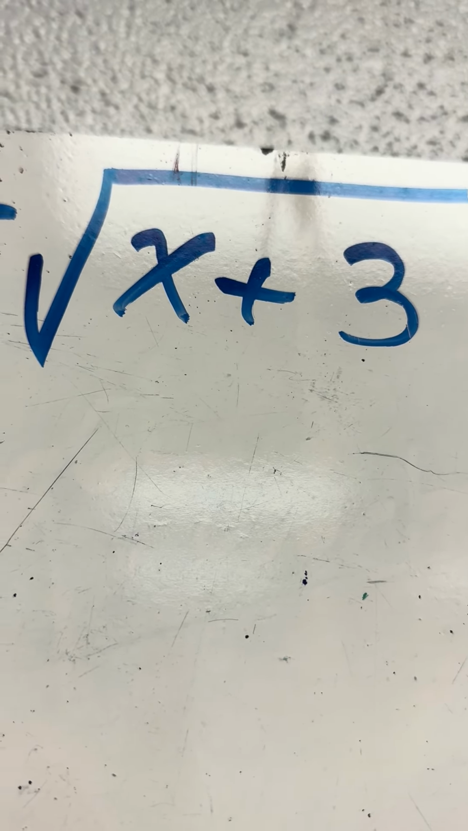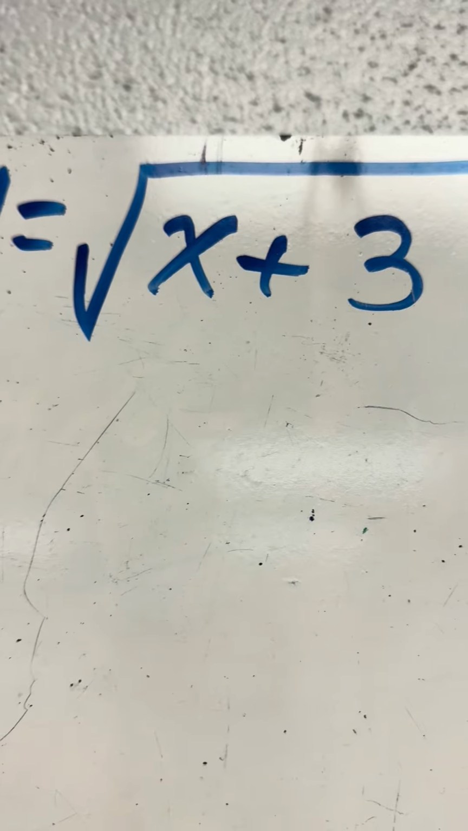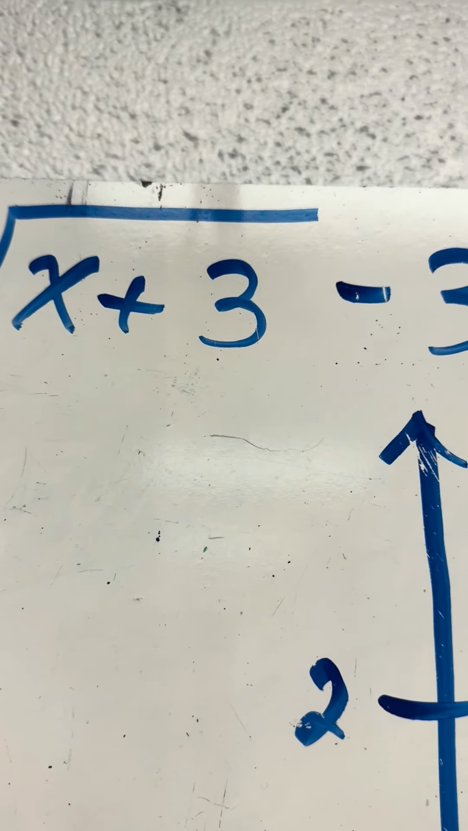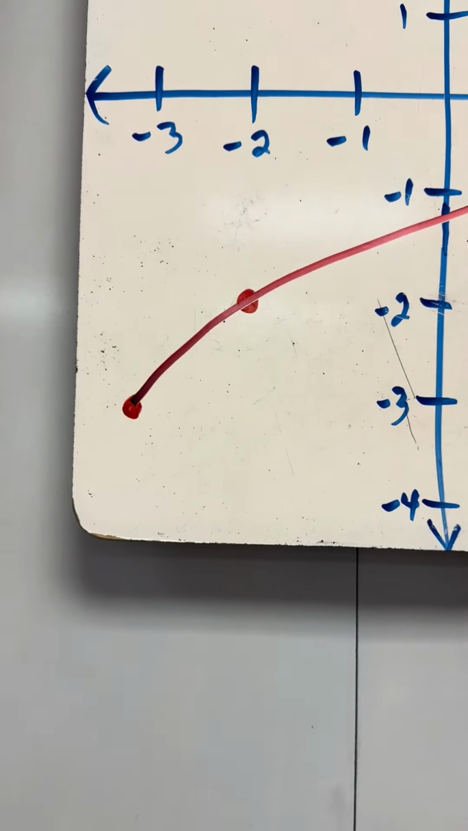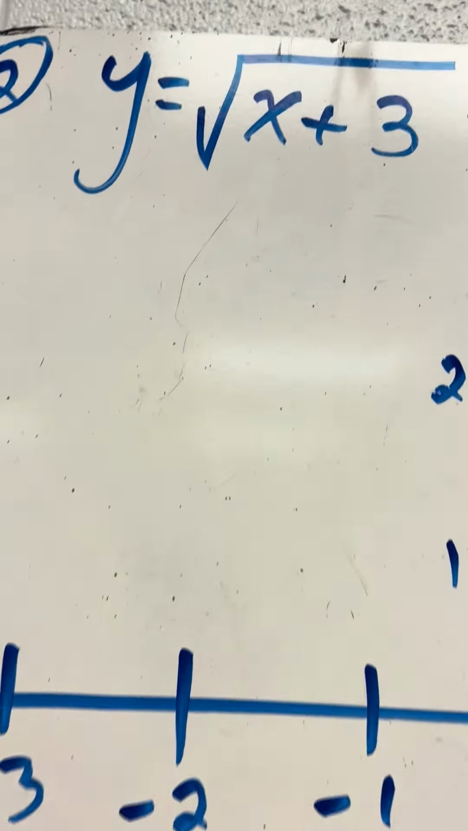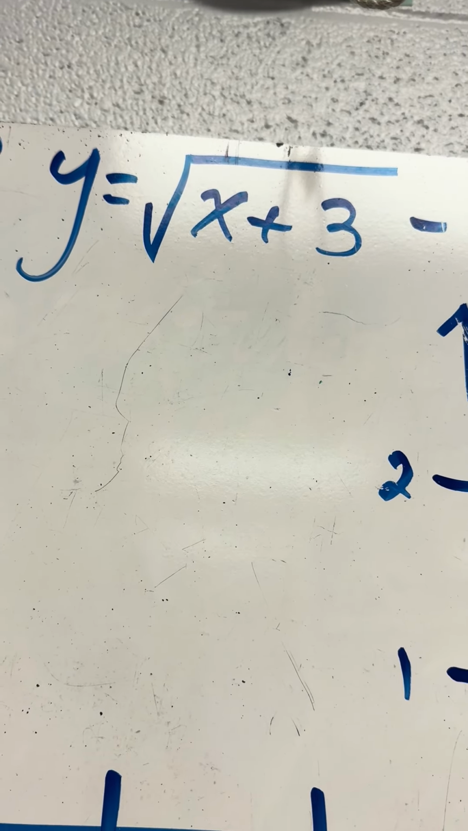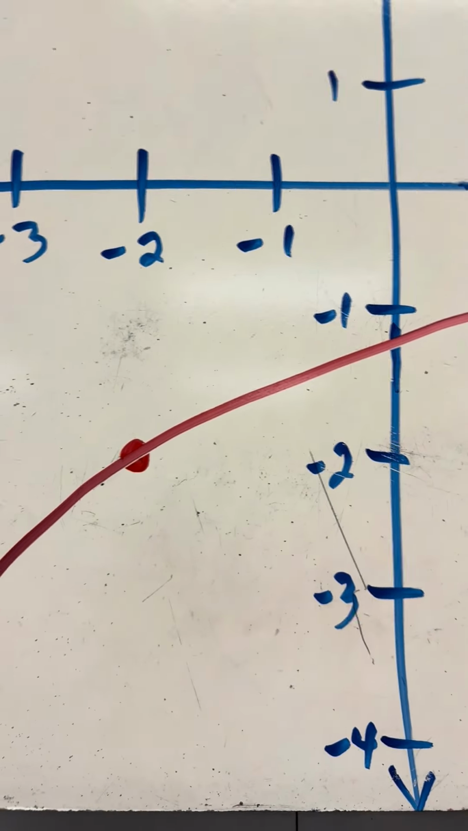So what can I put in for x to make the square root 0? Well, I'm going to put in -3, because -3 plus 3 is 0. So the square root of 0 is 0, minus 3 makes -3, so I have the point (-3, -3). Boom. Then I'm going to put in -2. -2 plus 3 is 1, square root of 1 is 1, minus 3 is -2, so I have (-2, -2).